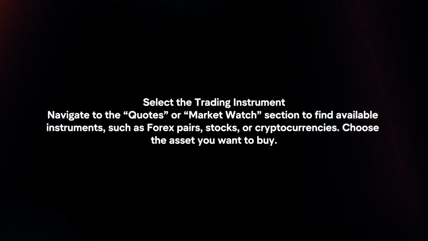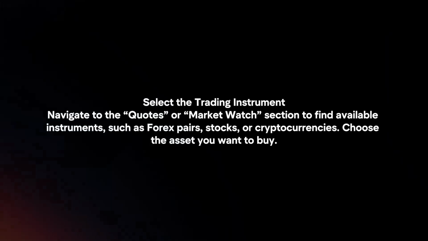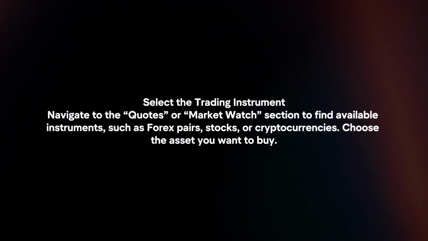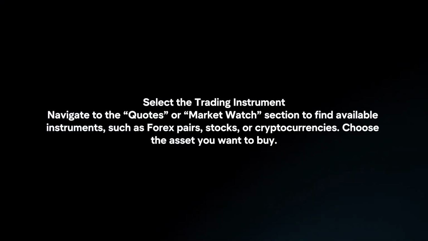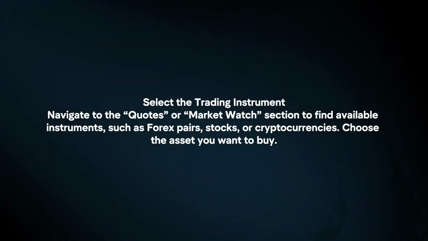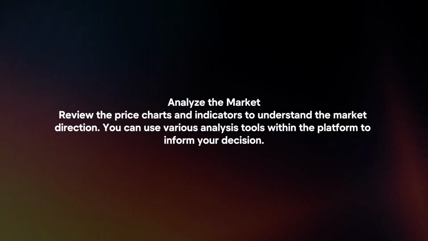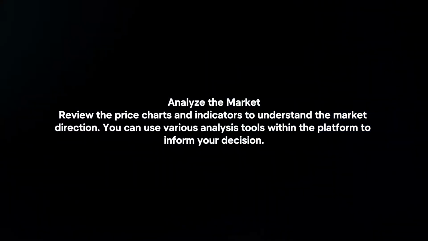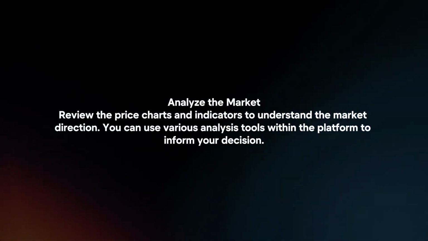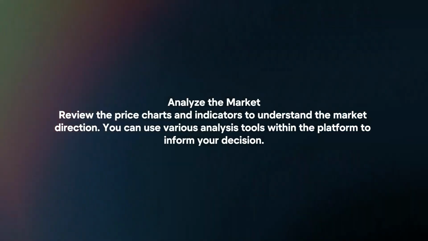Select the trading instrument. Navigate to the quotes or market watch section to find available instruments, such as forex pairs, stocks, or cryptocurrencies. Choose the asset you want to buy. Analyze the market. Review the price charts and indicators to understand the market direction. You can use various analysis tools within the platform to inform your decision.